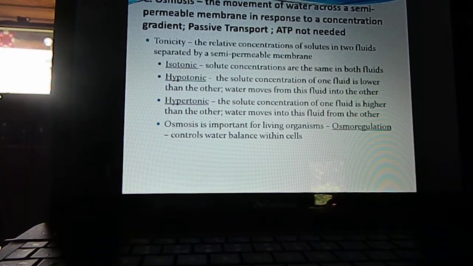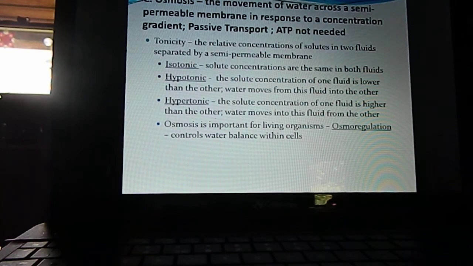When we talk about osmosis, a lot of times we talk about tonicity. Tonicity is the relative concentrations of solute in two fluids that are separated by a membrane, right? So we're going to look at a red blood cell. A red blood cell has a membrane. It's in plasma, all right? Plasma has a solute in it, salt. So does the red blood cell, right?